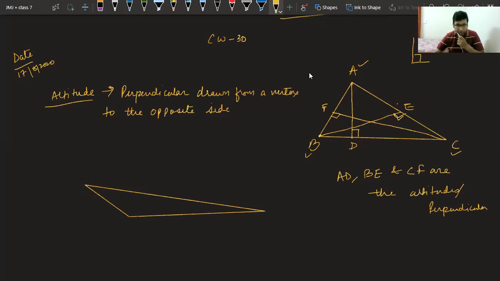Okay. Now I am taking one case in which the altitude is coming outside the triangle. The case of an obtuse angle triangle. In this triangle only, the perpendicular comes out. In this case, you can see if you want to draw a perpendicular from A, it will come outside only because it cannot go inside. So we have to extend the side BC backwards and then we can draw a perpendicular like this. So in this case only, the altitude comes outside the triangle. In other triangles, it will come inside only.